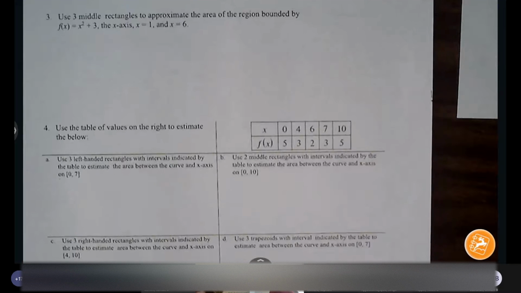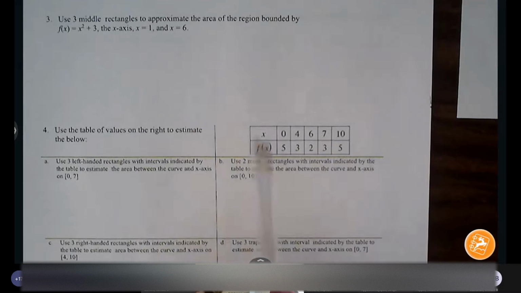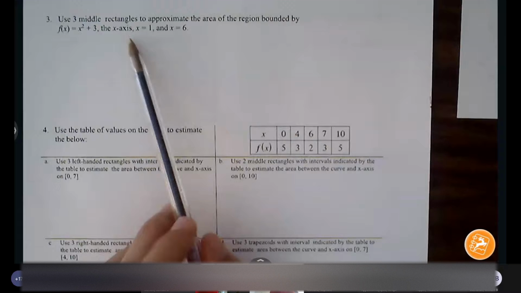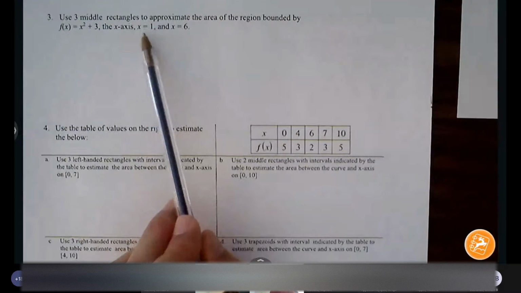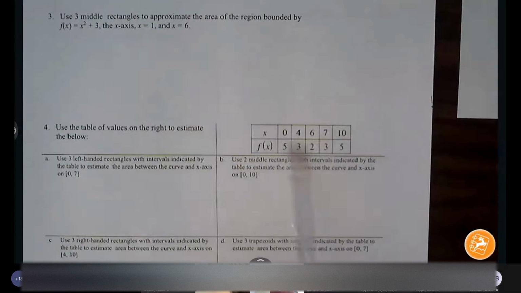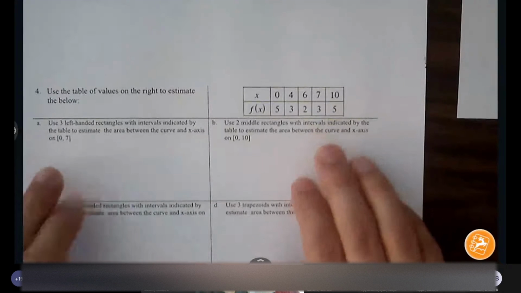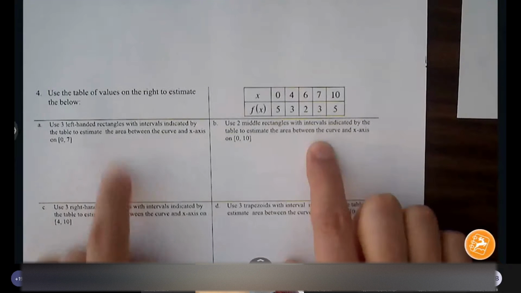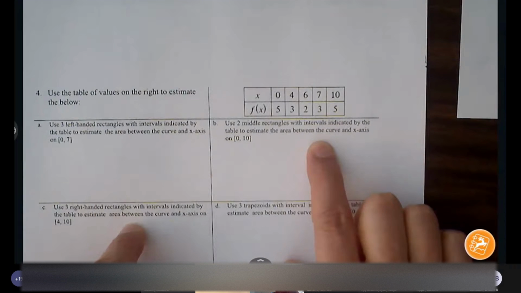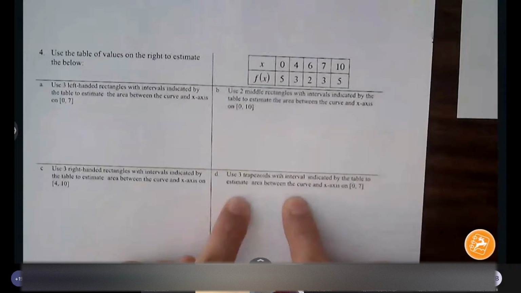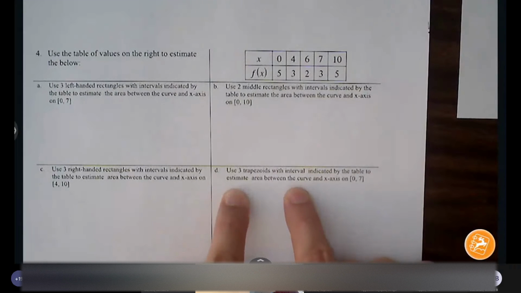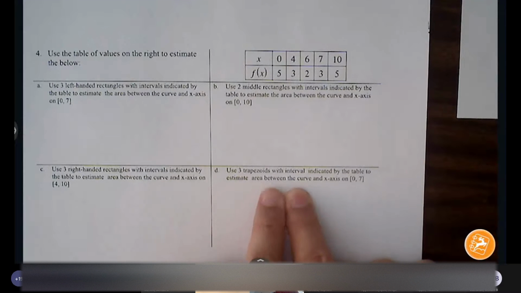Number 4, we're also doing approximation using rectangles, but it's a little bit different because we have a table of values. And so the width is going to be predetermined. It's not one we have to find from scratch. We can just rely on these numbers to help us find each of the widths. So we need to pick off the correct height depending on the type of rectangles that we're creating, and also be able to involve area of trapezoids when it's asking for it.